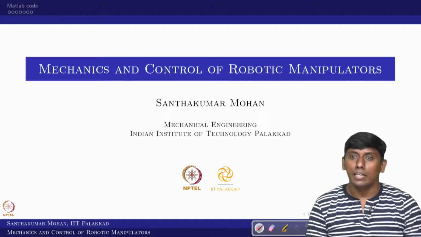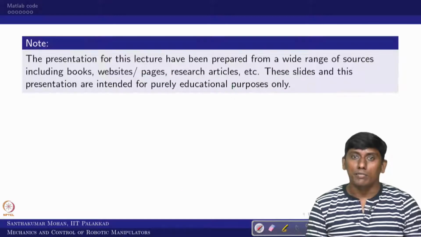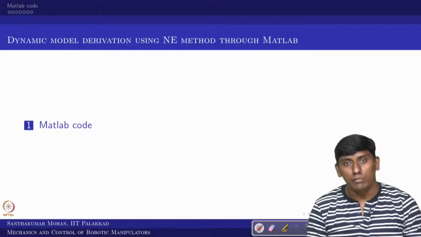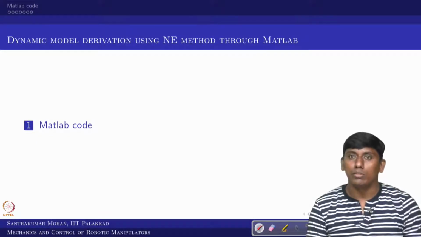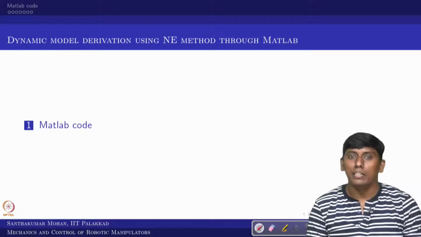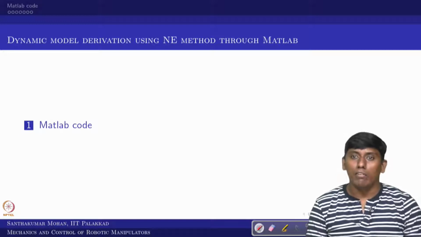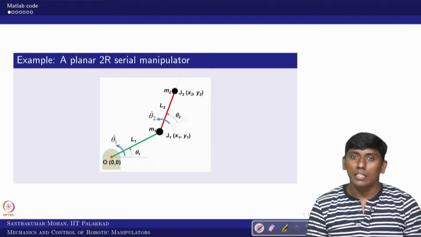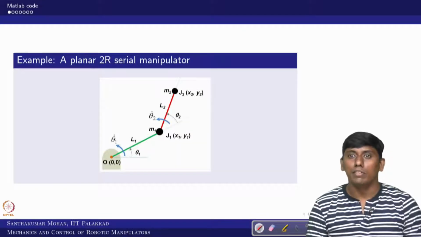So in this sense, we are going to see the MATLAB session. We will be talking about dynamic model derivation using the Newton-Euler method with the help of MATLAB. We will straight away see the MATLAB code, and then I will move to the MATLAB environment. So this is the example which we derived in the regular lecture.